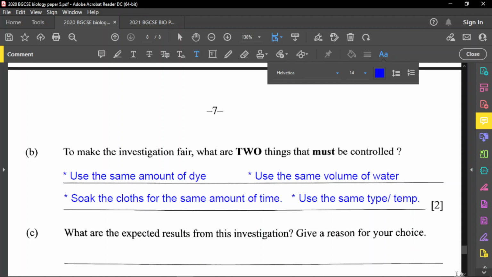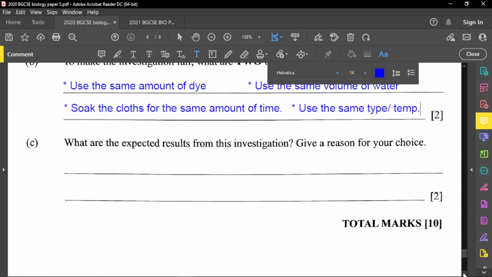All right, next part of the question, which is the last part of this question. It said, what are the expected results from this investigation? Give a reason for your choice. And so the expected result is that the biological detergent will remove most of the stain. All right, that's just it. And again, we're just saying this because that's what we expect to happen, right?